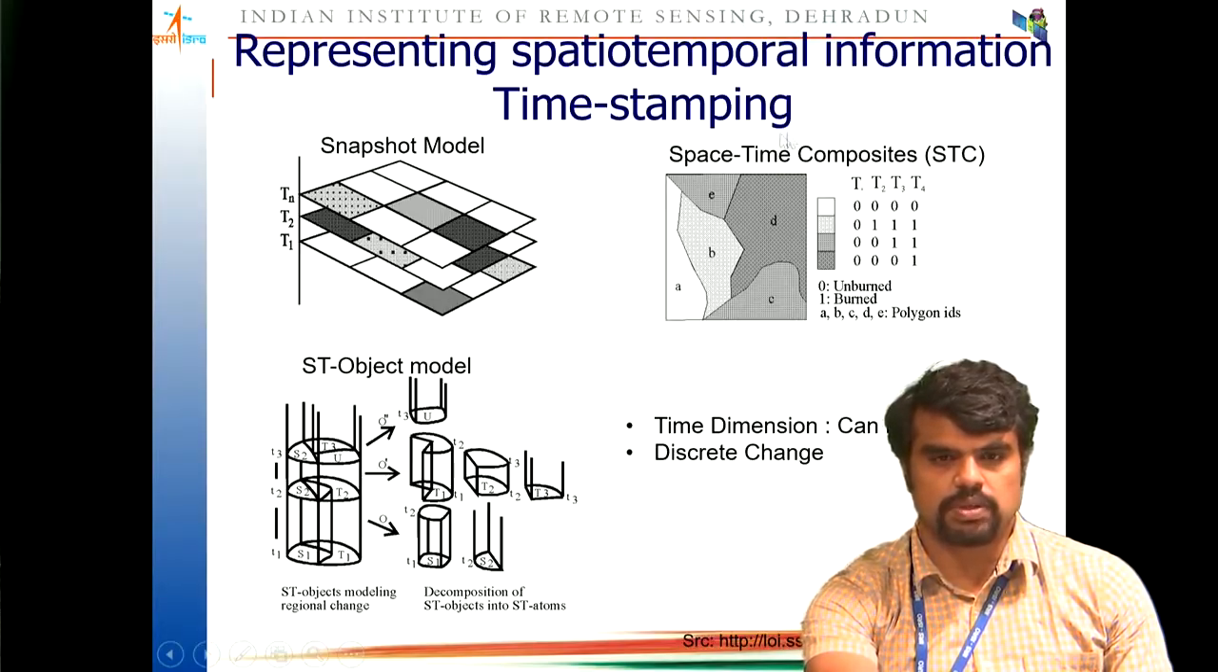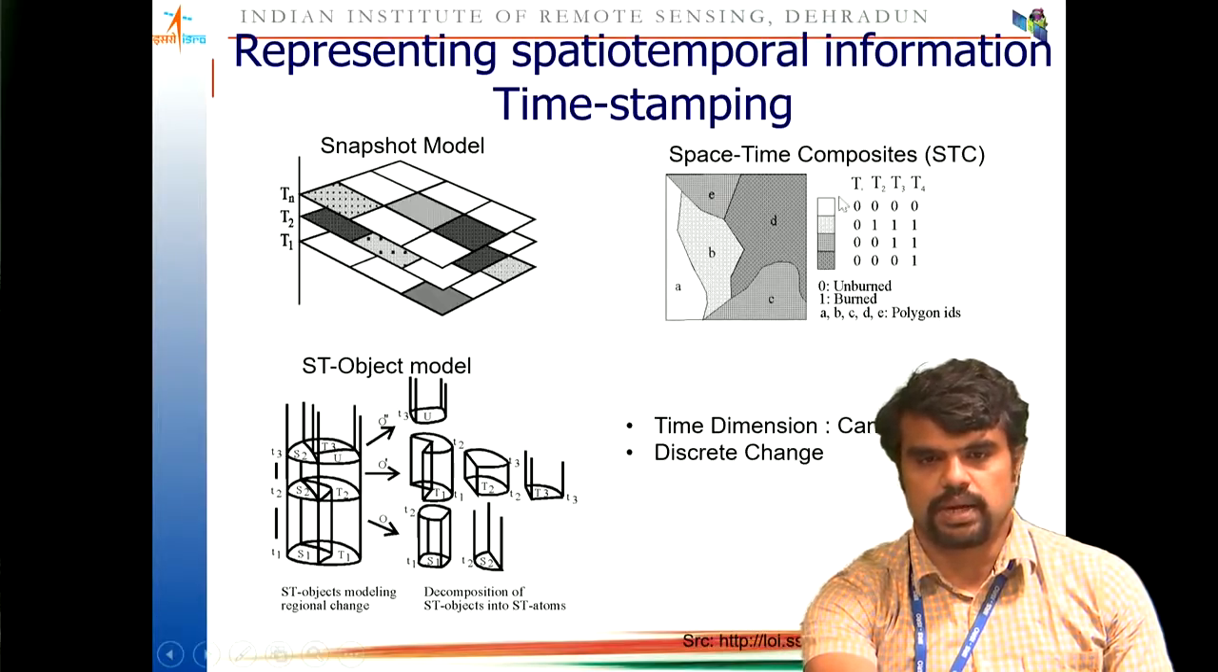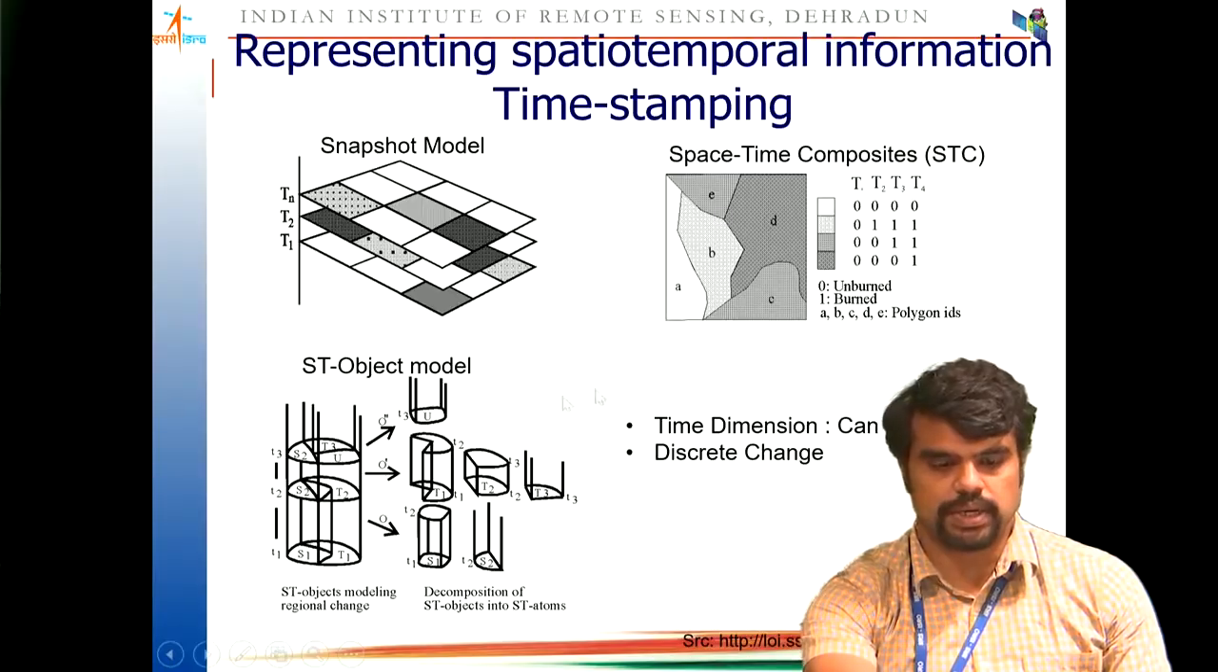Similarly, we can have a vector representation where we can say which of the polygons was present at time 1, which was present at time 2, time 3. So basically you need to have cross tables available to you, and that is how spatial time composites can be created.